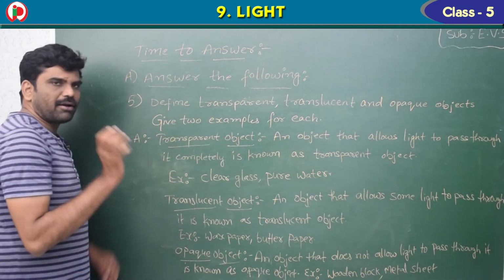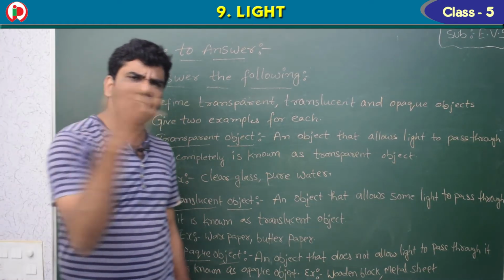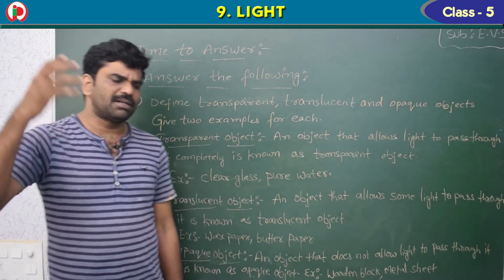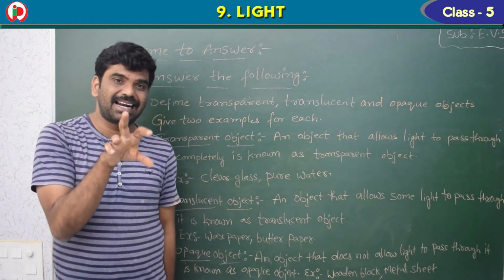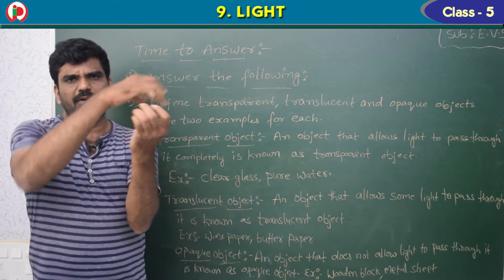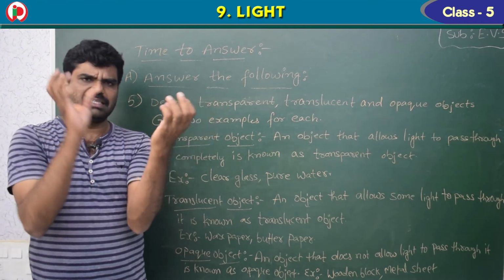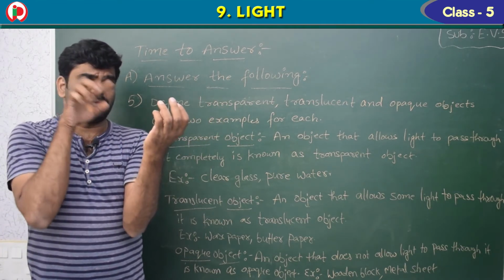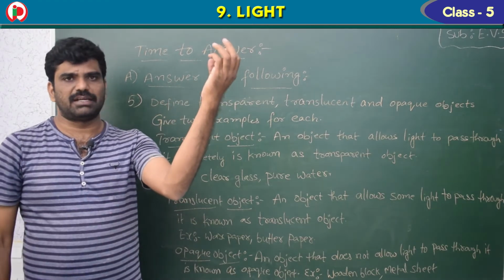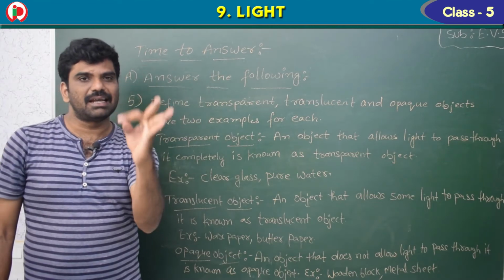Transparent object, an object that allows light to pass through completely. See children, some substances allow light to pass through completely, like clear glass. If you observe the glass and the steel glass, if you pour any juice in the glass, we can see it from outside. That means the light is passing through the glass clearly.